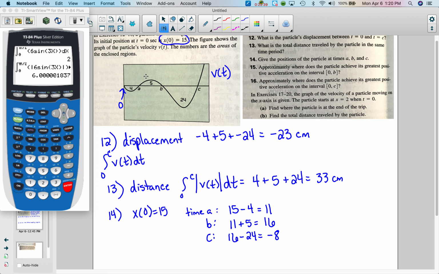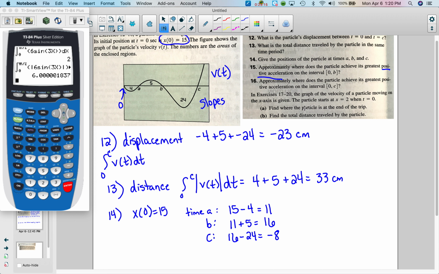Okay, so you can kind of show how you would do that. Number 15, approximately where does the particle achieve its greatest positive acceleration on the interval from 0 to b? So now we're being asked about acceleration. So we have to look at the velocity graph and say, well, what does this have to do with acceleration? So we need to be looking at the slopes of this, and we want the greatest positive acceleration. So we are looking for where it has the greatest positive slope.